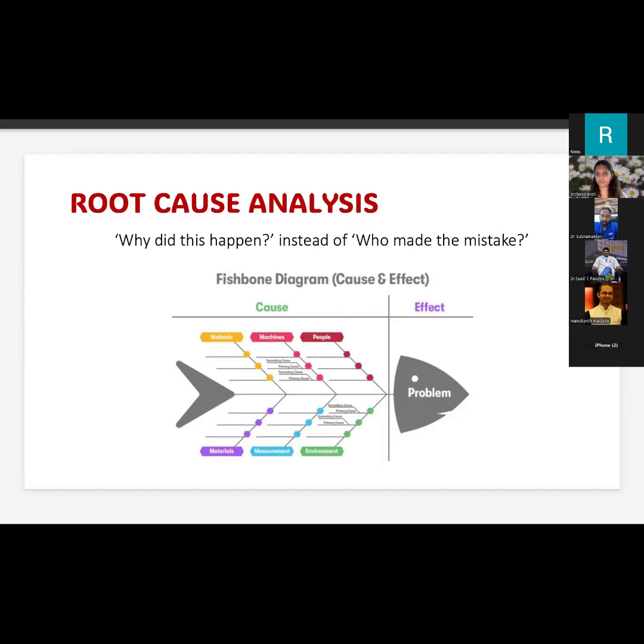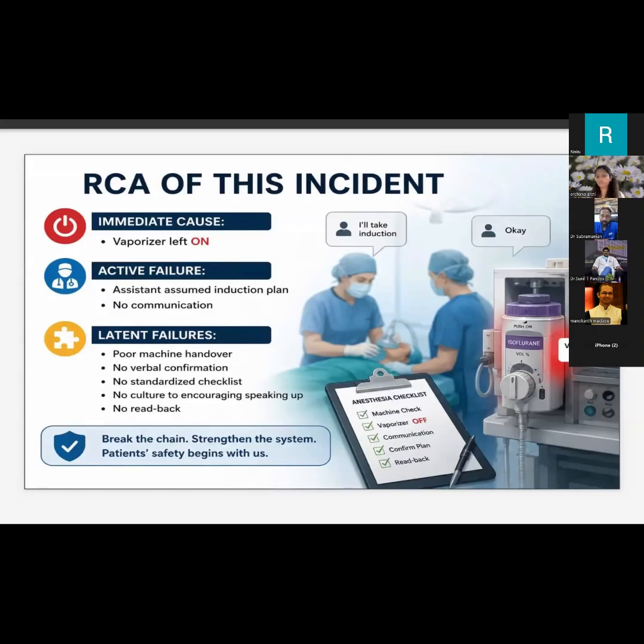So what is RCA? As ma'am already mentioned in her presentation, it is a structured, systematic approach used to identify the underlying cause of an incident or near miss. Instead of stopping at the obvious error, we dig deeper to understand why the error actually occurred and what system failures allowed it to happen, so that we can rectify those system failures in future. The objectives of RCA are not just to assign blame, but to identify system vulnerabilities and implement corrective actions that will prevent recurrence.